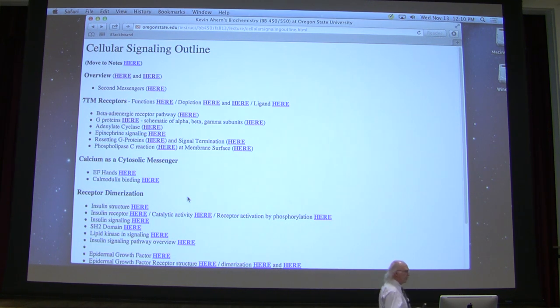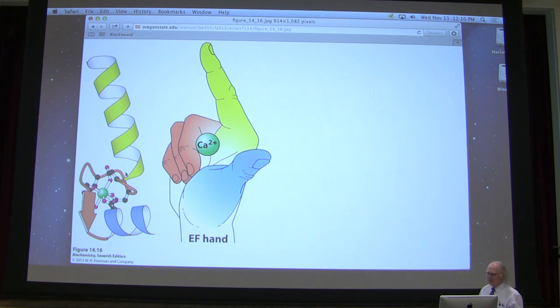And consequently, one of the ways in which they manage calcium inside of their cytoplasm is, I mentioned first of all, that they can move it and sequester it into an organelle like the endoplasmic reticulum. Another way they can manage it is by having calcium binding proteins. There's a variety of proteins that bind calcium, and they all have a common structure known as an EF hand.